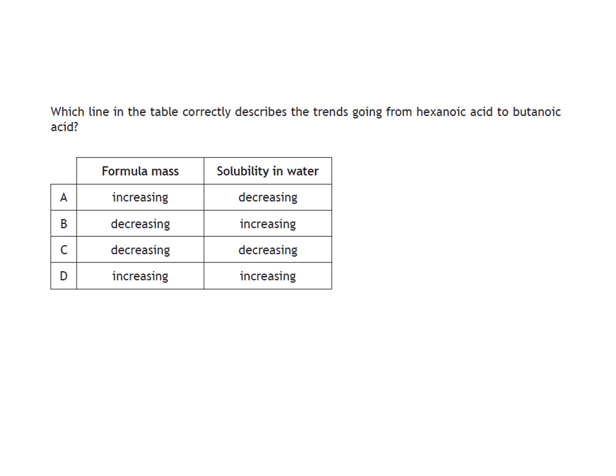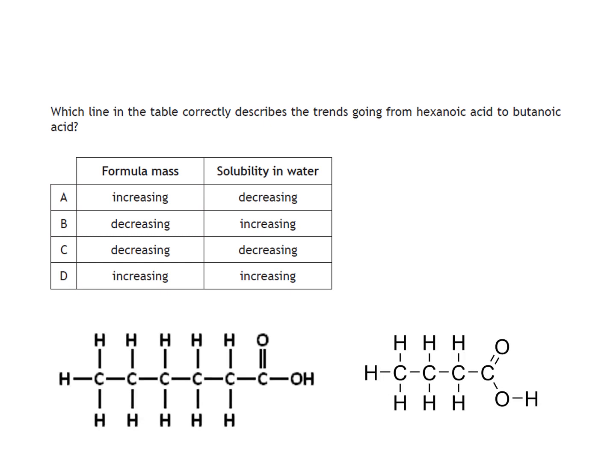Okay, so we're going from hexanoic acid to butanoic acid. It doesn't give you the structural formula for these, so you have to remember this yourself and work it out. So here we have on the left-hand side hexanoic acid, and then on the right, we have butanoic acid, so it's getting smaller. So what's happening to the formula mass? Well, as the molecules get smaller, the formula mass decreases. So we're looking at either B or C.